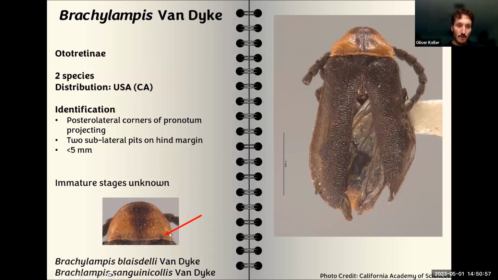And then where the arrow points, they have these sublateral pits. They have these little pits at the backside of the head shield. And that's actually a character that you can use to classify it in the subfamily Ototretinae. They all have that. And these are, again, the only two members. They do not glow or flash. Also not very commonly collected. I've only ever seen one specimen of each.